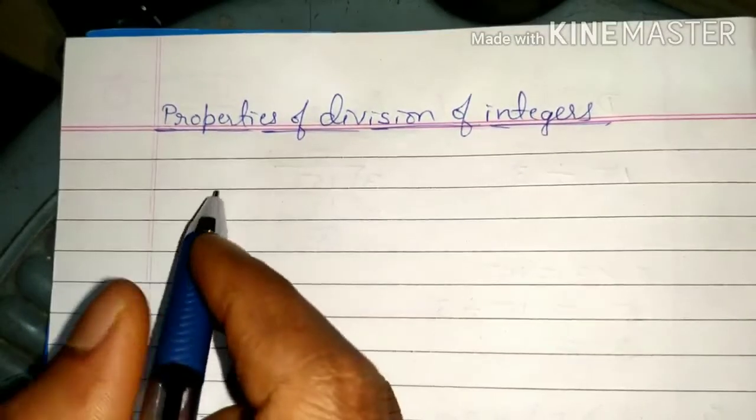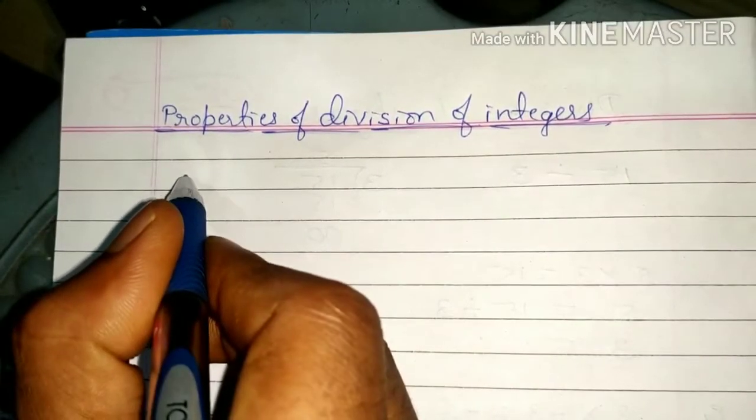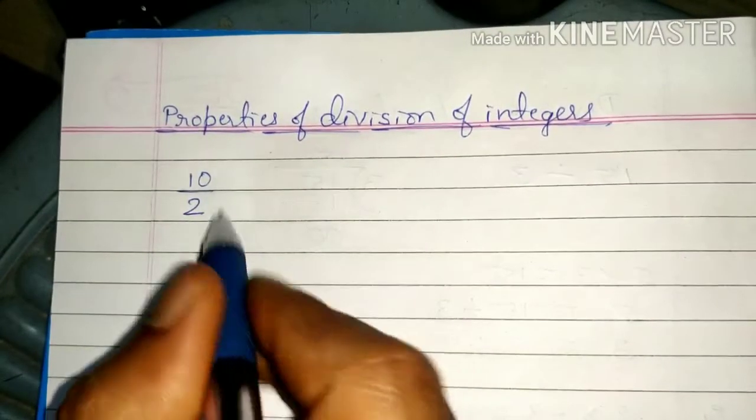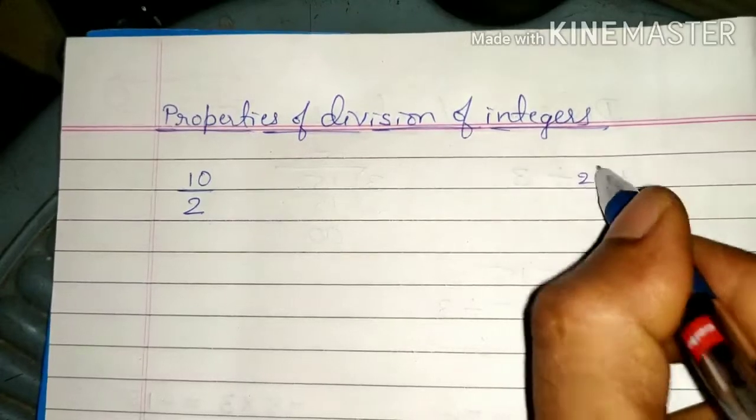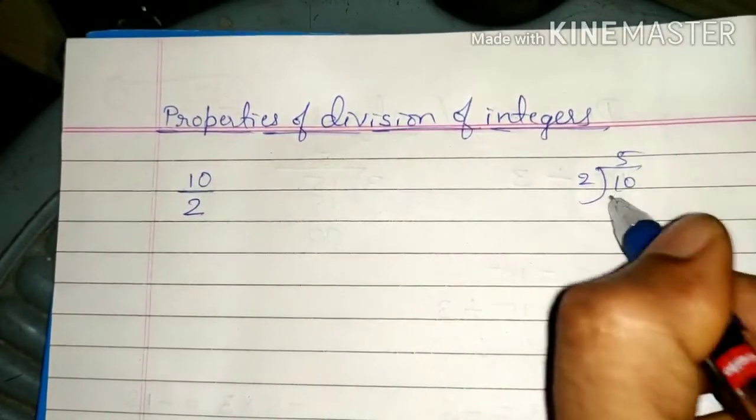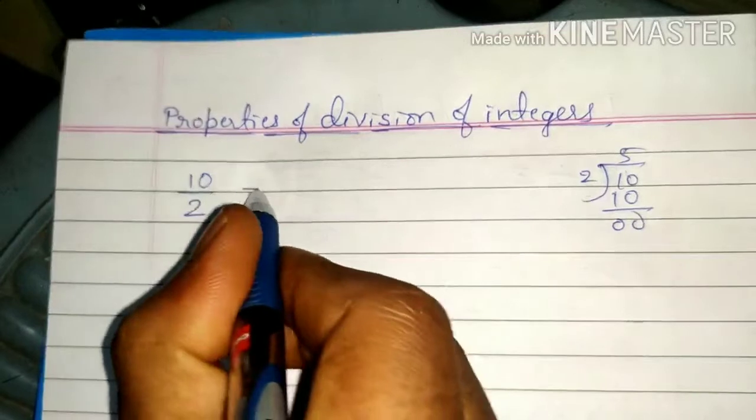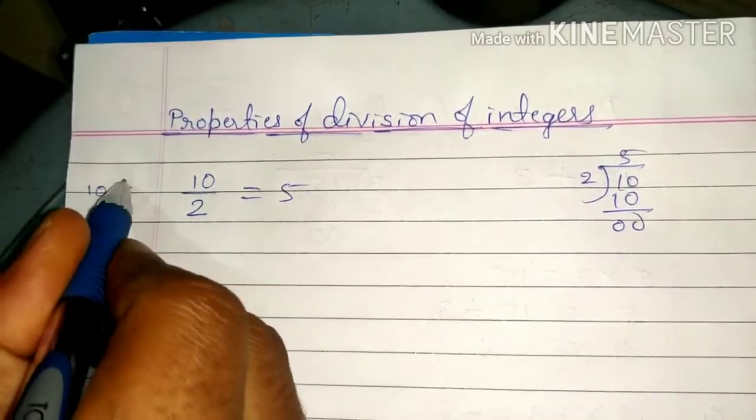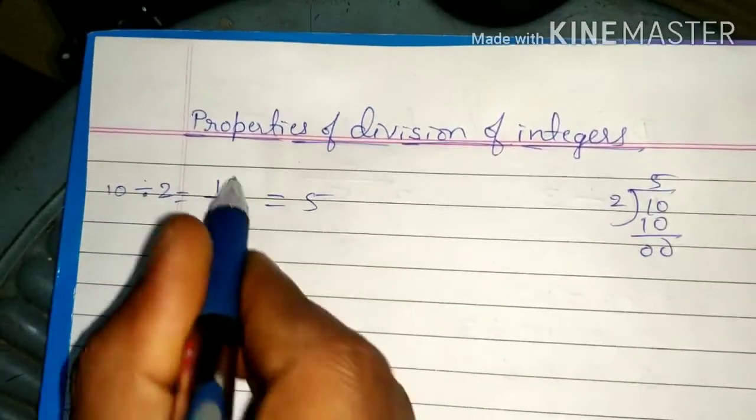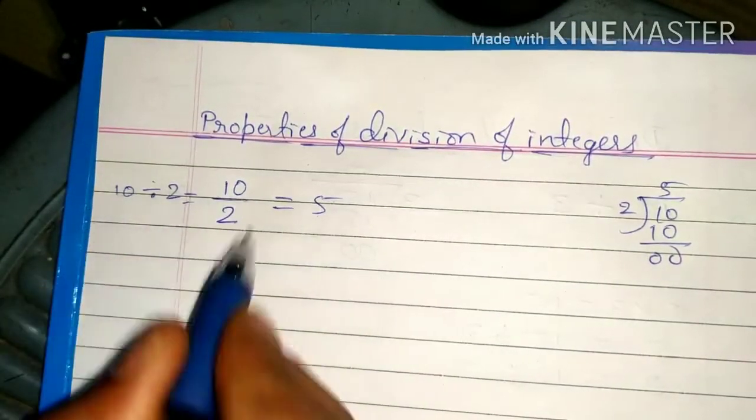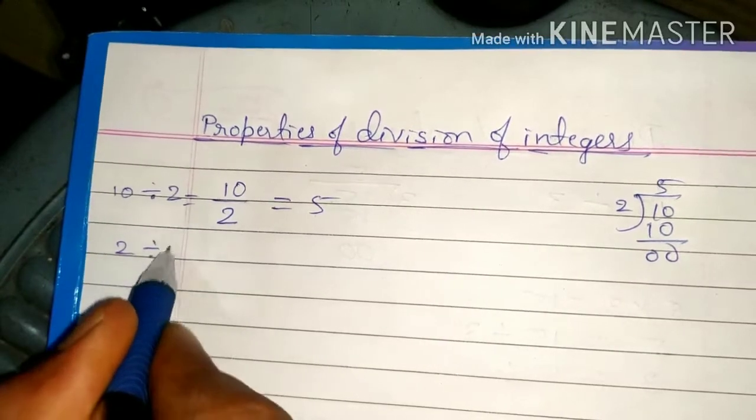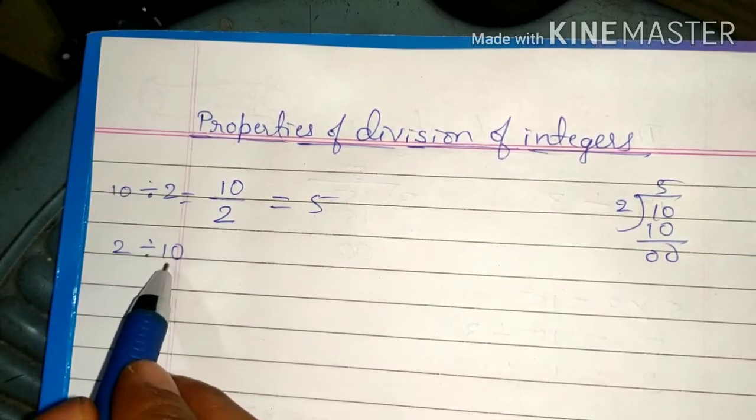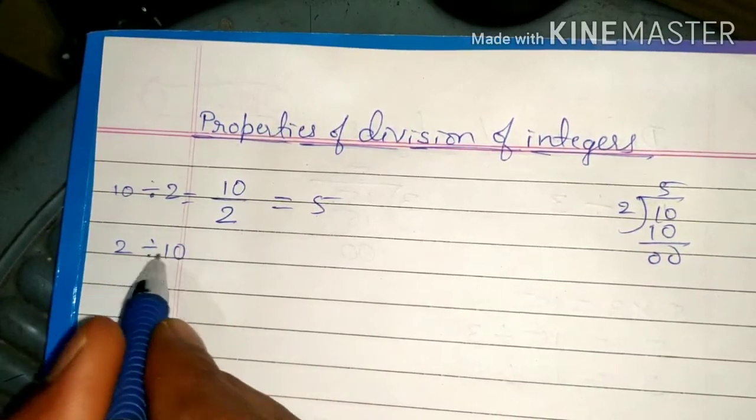Suppose you consider division of two numbers, for example 10 divided by 2. What is the answer for this? You consider 10, 2 fives are 10, 0. The answer is equal to 5, right? So that is 10 divided by 2. Suppose you consider the reverse, that is 2 divided by 10, considering the next number first and the first number next. So that is 2 divided by 10.